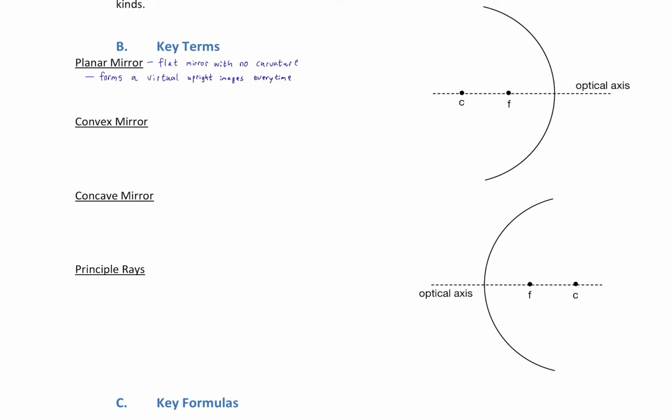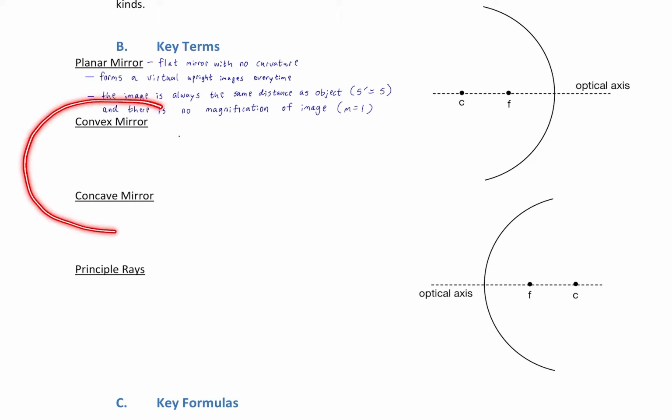And that's every time. No matter where you put your object, you're always going to get a virtual upright image. The image is always the same distance as the object, so S prime equals S. And there's no magnification. The image is neither smaller nor larger than the object. So planar mirrors don't have that funhouse mirror effect where you look shorter or stretched out. That weird effect of images looking compressed or stretched is for convex and concave mirrors, mirrors that bend out or bend inward. But for flat mirrors, definitely no magnification, equal distance.